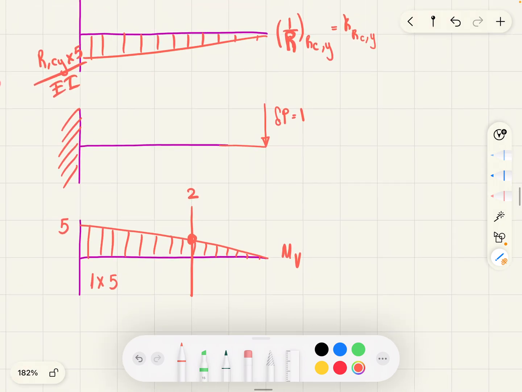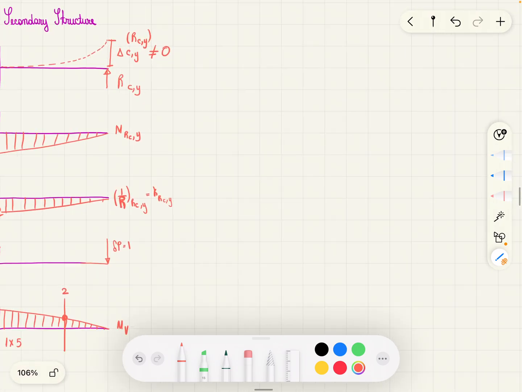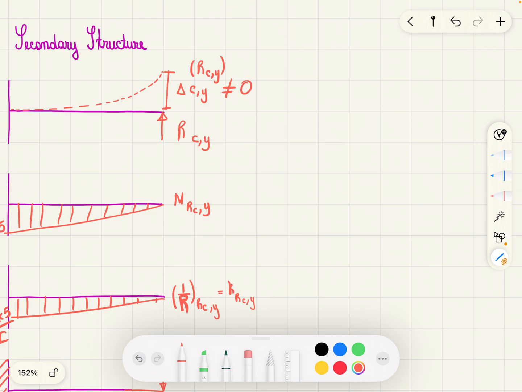Now, let's do the same as before. We know that the internal work and the external work are the same because it's in equilibrium. And the external work due to the reaction force at C in the y direction is, just like before, the formula: the virtual unit load, times by the real displacement at C in the y direction due to the reaction force at C in the y direction.